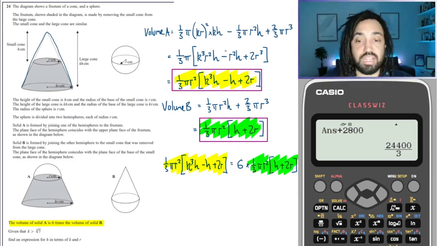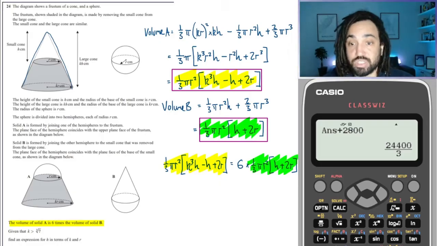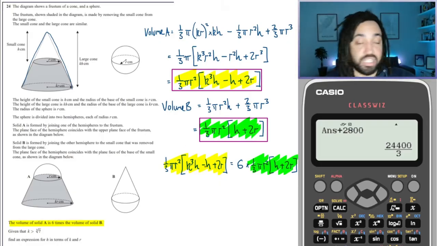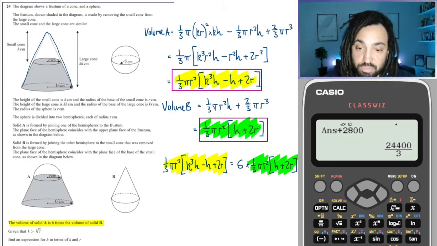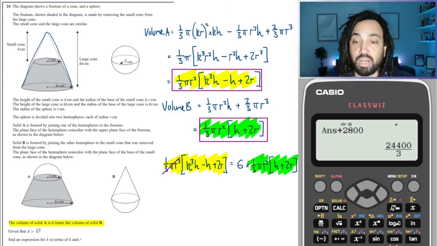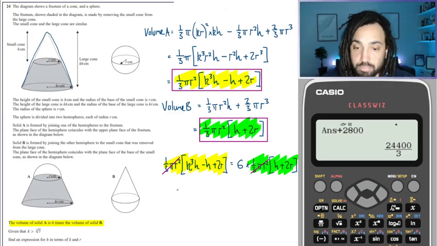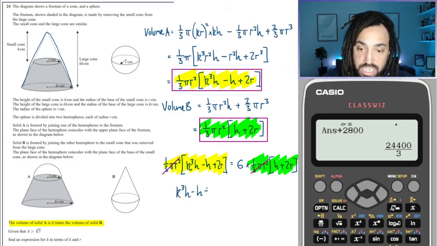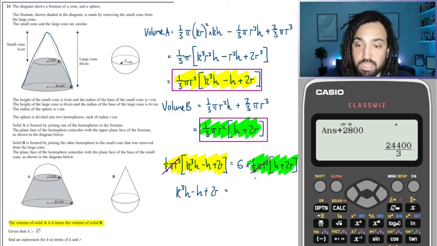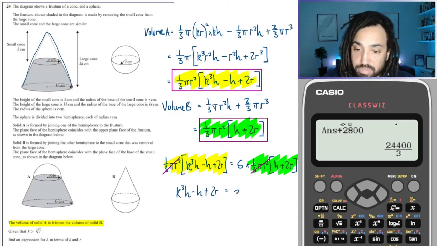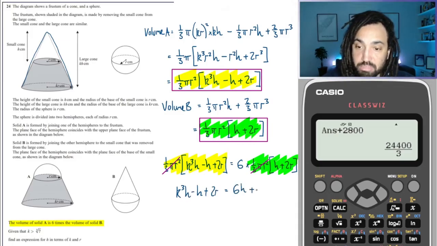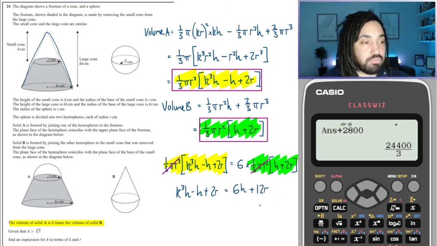Lovely. And that factorising has really helped now, because we can divide through by that common factor of 1/3 pi r squared on both sides. Lovely. So we just have k cubed h minus h plus 2r is equal to 6 times that other bracket, so 6h plus 12r.